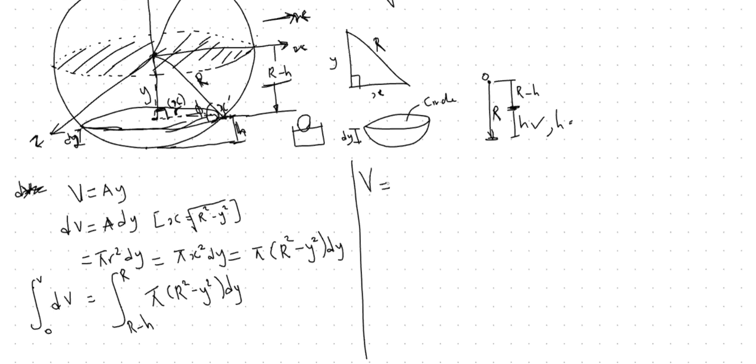When I integrate the right-hand side with respect to y, pi is a constant, take it out. Pi, open your brackets, then r squared. If I integrate this first term, I'm going to have r squared y, minus, if I integrate this other term, y squared, with respect to y, it's going to be y to the power of 3 over 3. Then my upper limit is r, my lower limit is r minus h.